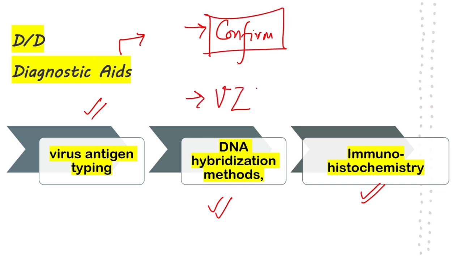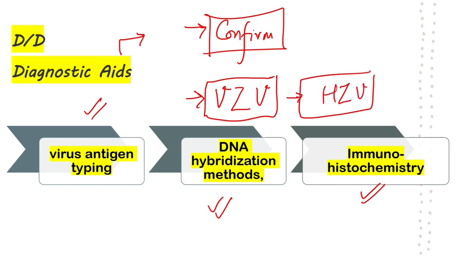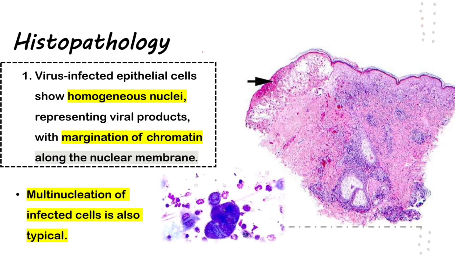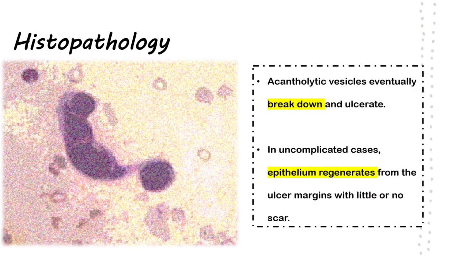The morphology of varicella zoster virus and the inflammatory response to its presence in both varicella and herpes zoster are essentially the same. Microscopically, the virus-infected epithelial cells show homogeneous nuclei representing viral products with margination of the chromatin along the nuclear membrane, which is also similar to herpes simplex virus. Multinucleated infected cells are also typical. Acantholytic vesicles like herpes simplex virus infection are also present, which eventually break down to form ulcers. But here, in uncomplicated cases, the epithelium regenerates from the ulcer margins with little or no scar.